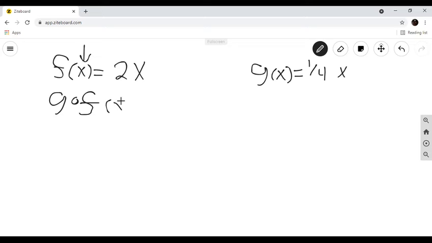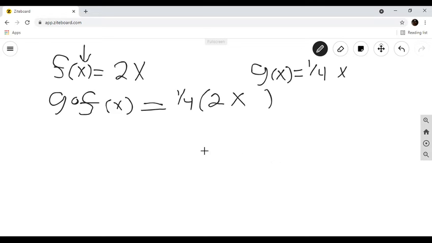of x. So remember, g composed of f is the name, x is what it's dependent upon, is equal to, okay, this one says 1/4 times x. So 1/4, and I'm going to open up parentheses because I know I'm going to plug something in for x. I'm going to plug in 2x.